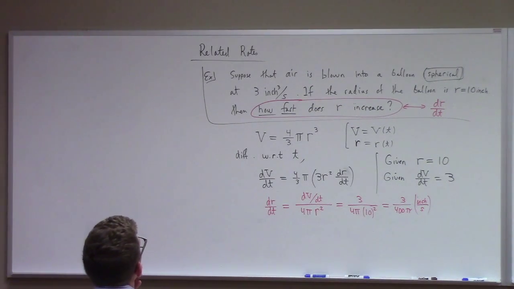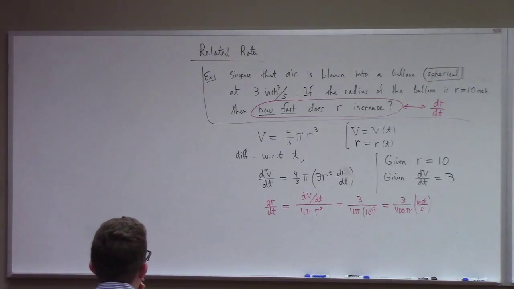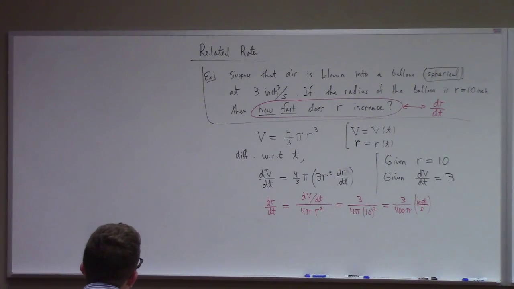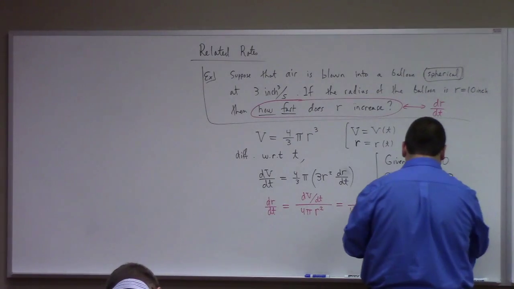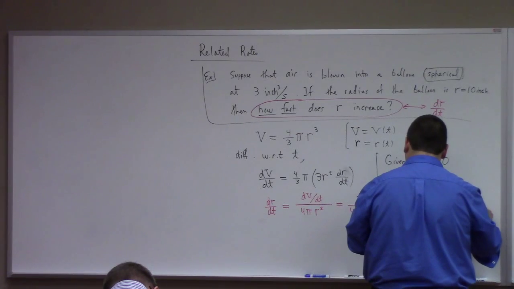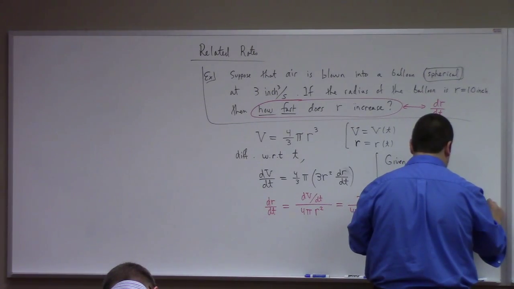I'm not sure whether WebAssign wants exact answers or decimal answers, but we'll figure it out as we go, right? No big deal. I kind of like it. I would kind of like a decimal answer because I can understand that more. 3 divided by parentheses 400 times pi gives me, it's given me in scientific notation, fine. Convert that. It's about 0.00239 inches per second.